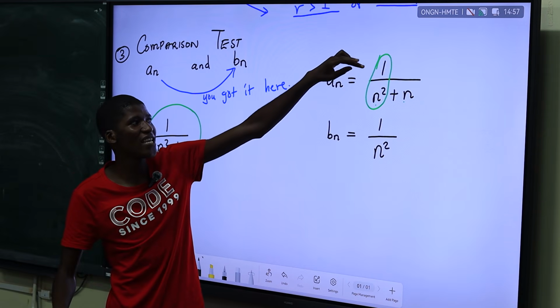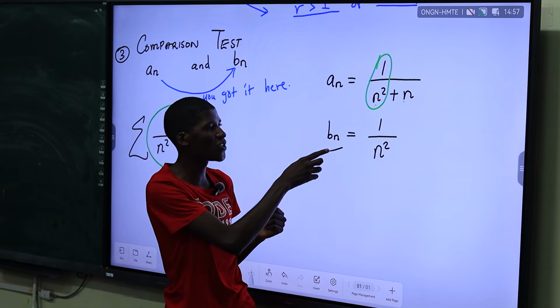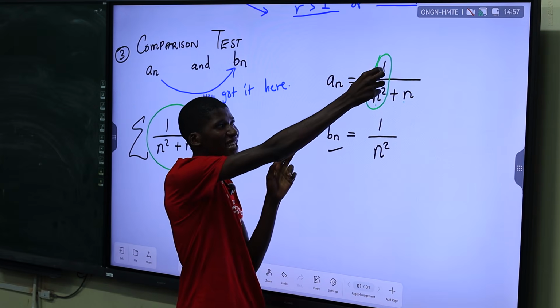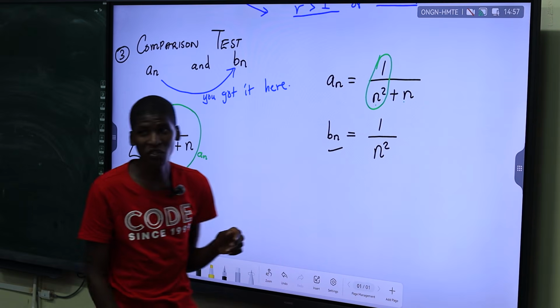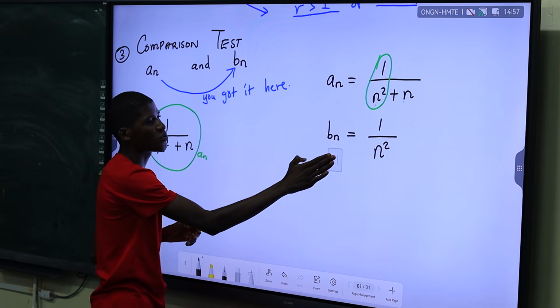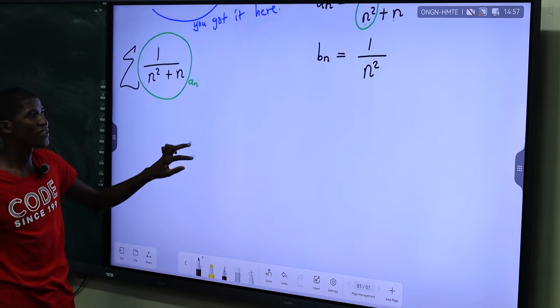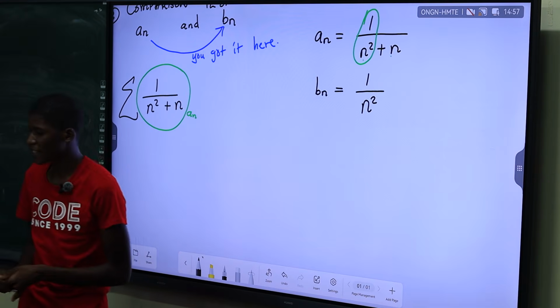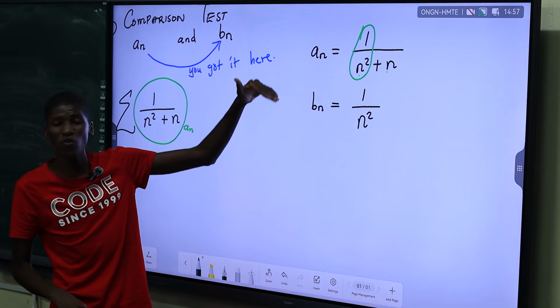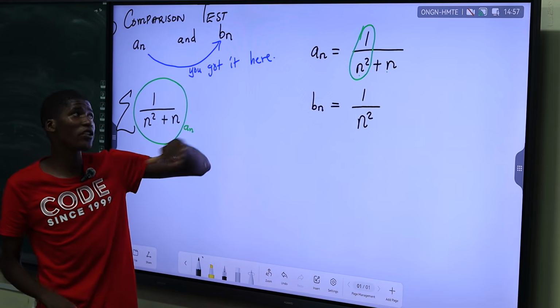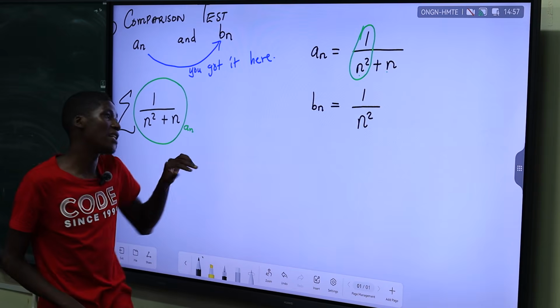You can try to say, I'm going to create a new sequence bn whereby I take the numerator over the most significant term. Now you are going to compare an and bn.